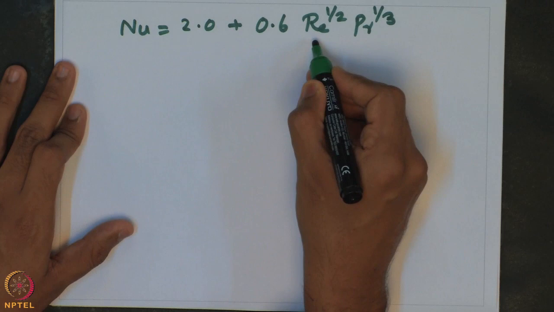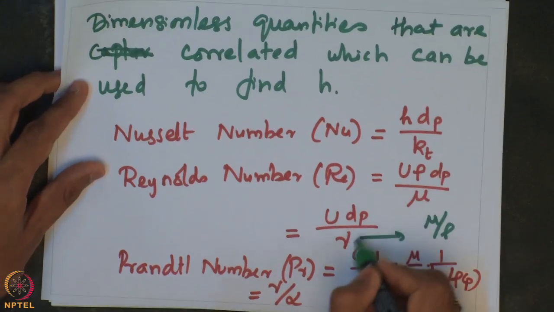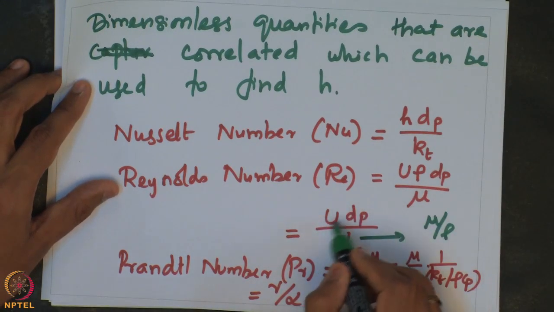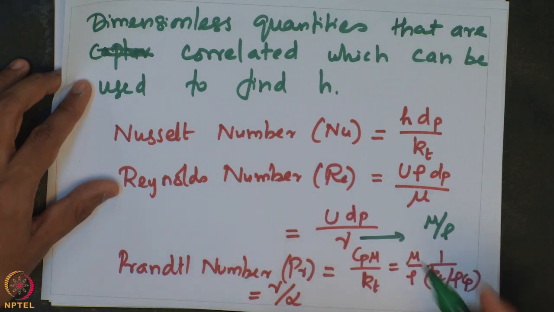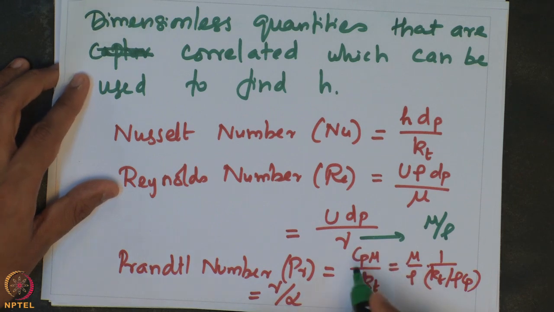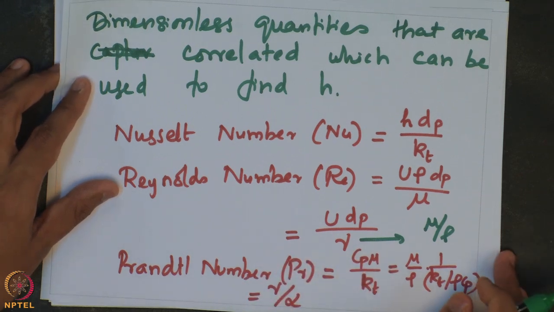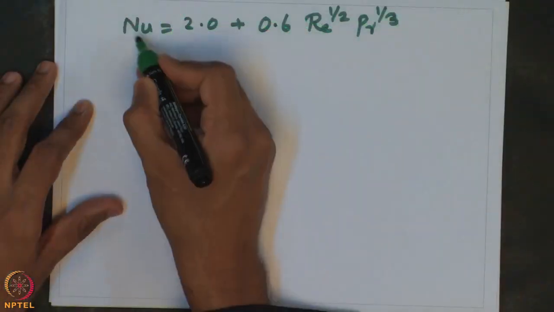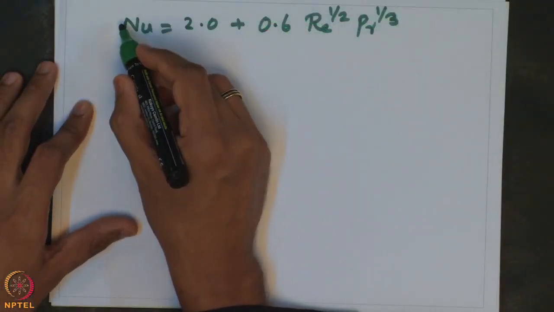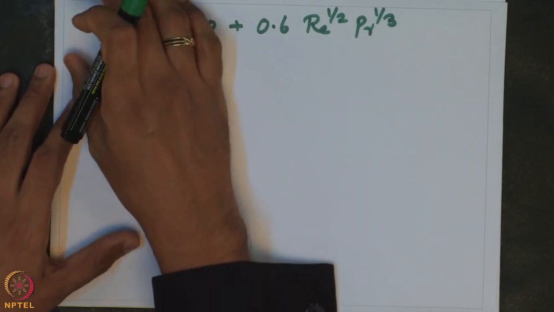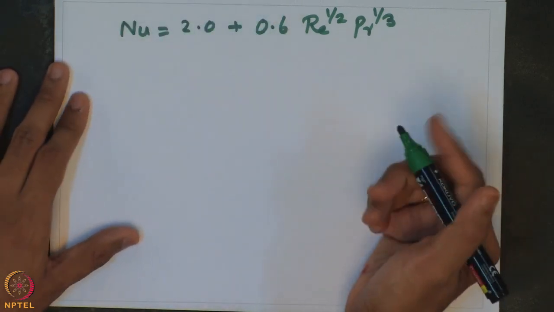So if we know the flow properties, then we can estimate the Reynolds number, which essentially characterizes the flow. If we know the physical properties of the fluid that is being used for flow past the sphere, we can estimate the Prandtl number. Once we know the Prandtl number, then from this correlation we can estimate the Nusselt number for that particular system where the fluid is flowing past a sphere.